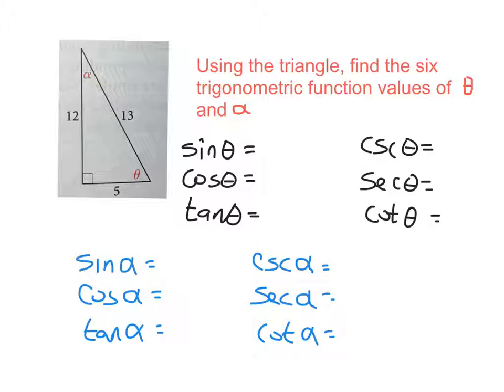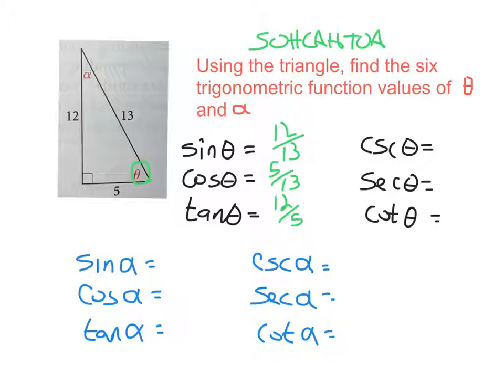So let's start with theta. Theta's right here. All right, so if I'm looking for sine, remember SOHCAHTOA, I'm using this again. If I'm looking for sine, I'm going to the opposite side over the hypotenuse. The opposite side is 12, the hypotenuse is 13. That's all you've got to do. Cosine is the adjacent side over the hypotenuse. The adjacent side is 5, the hypotenuse is 13. And tangent, you do not use the hypotenuse. You use the opposite side over the adjacent side, 12 over 5.